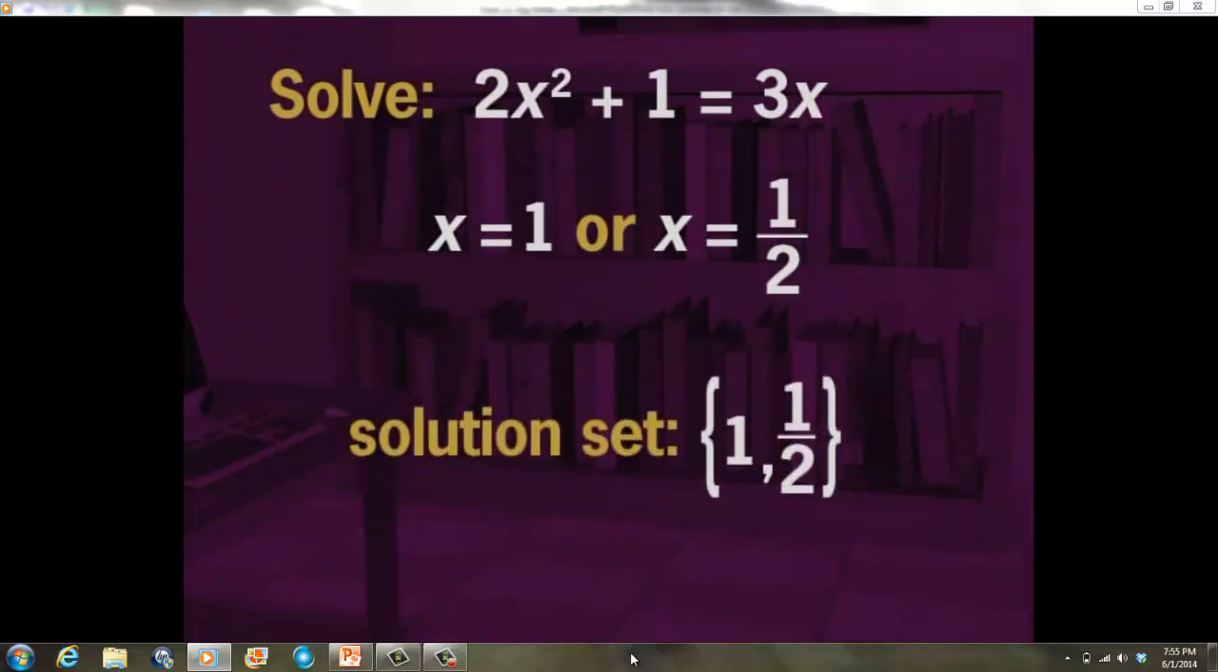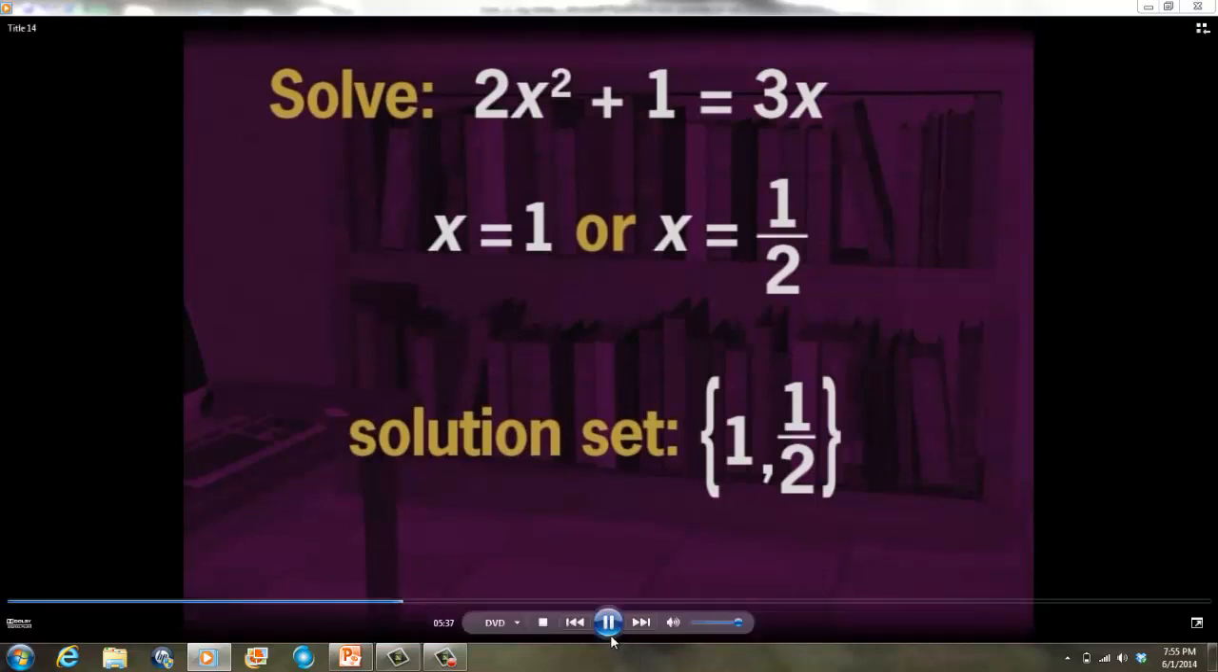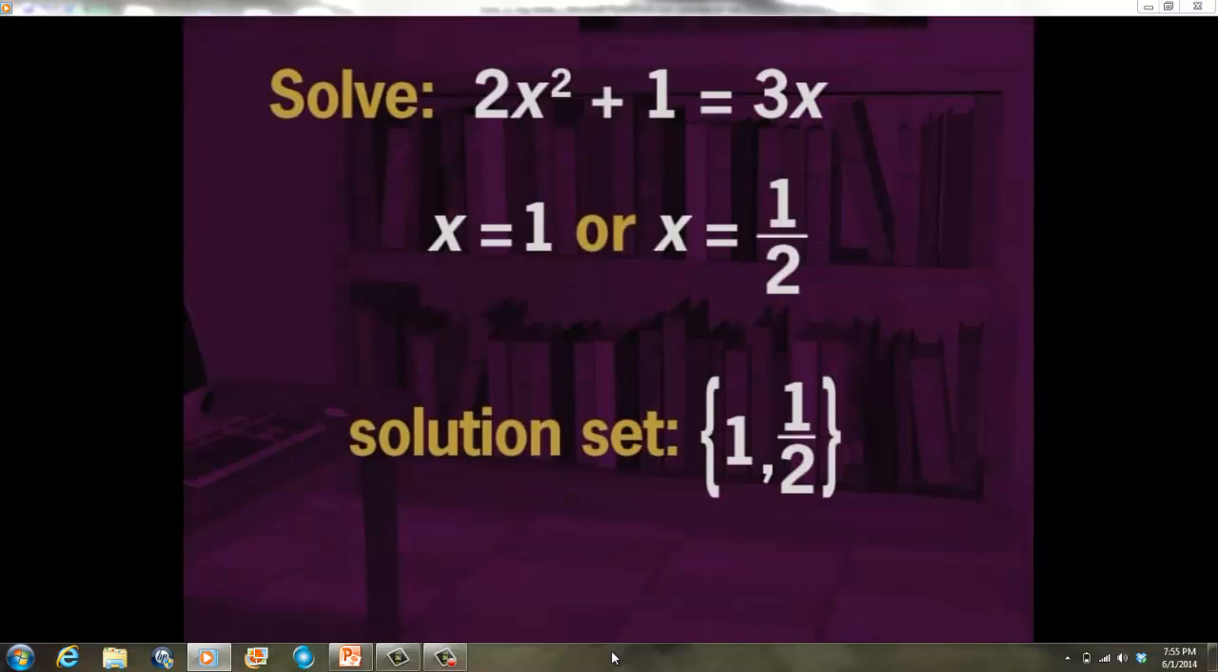Because these solutions are rational numbers, this problem could have been solved by using the factoring method. Sometimes it takes a lot of time to find the right combination when solving by factoring, so using the quadratic formula may save you some time.